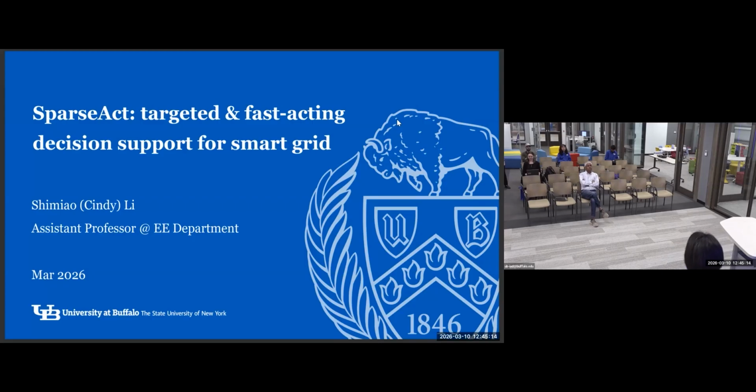So basically, it's a toolbox that can enable fast and targeted decision support. Although my main application is on the electrical power grid, I believe many of the underlying ideas, such as sparse explanation and sparse recommendations, would apply broadly to large network systems.